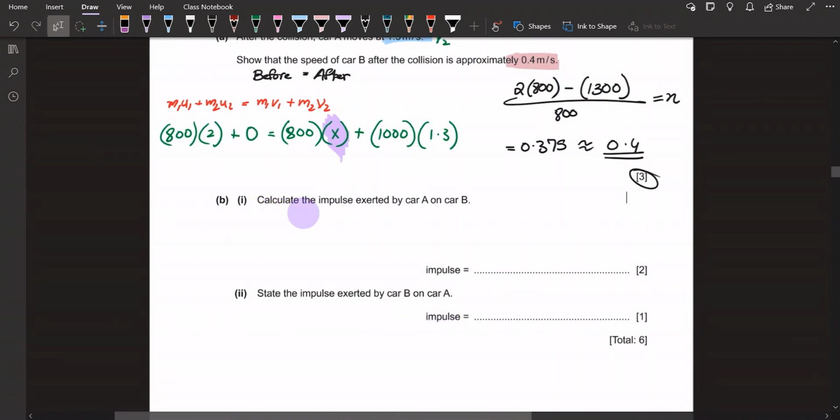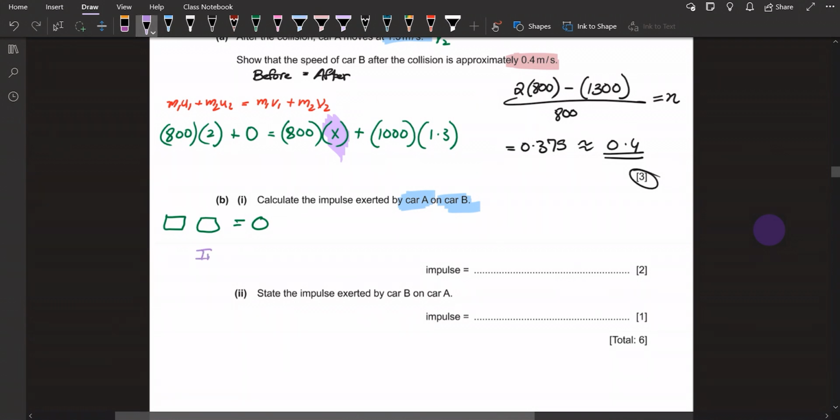Part BI says calculate the impulse exerted by car A on car B. So before the collision both cars are separate, so there is no impulse. Before the collision it's 0. But after the collision, we have impulse because both cars are moving together. And in the question it says, calculate the impulse exerted by car A on car B. So we have to find the impulse of car A.